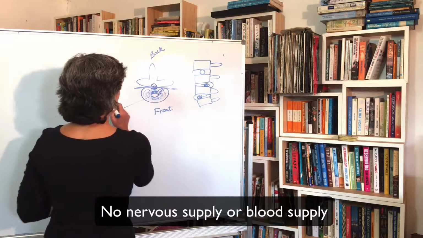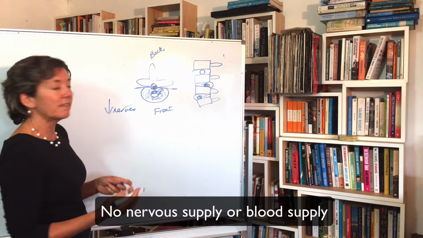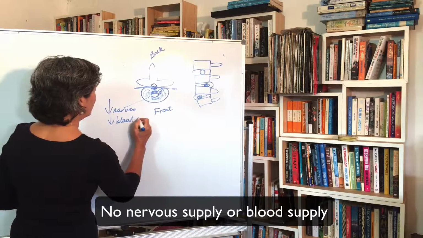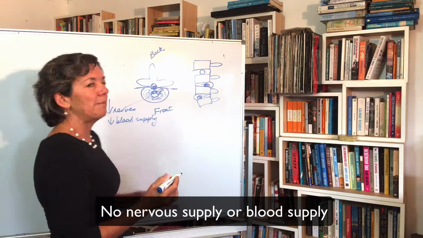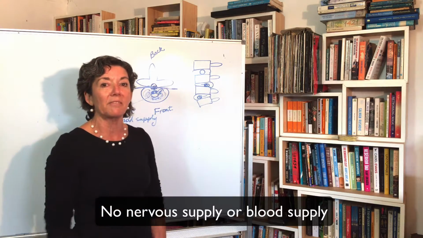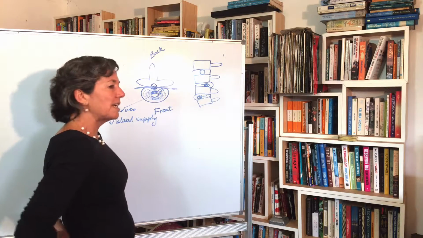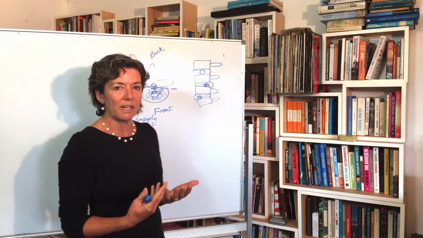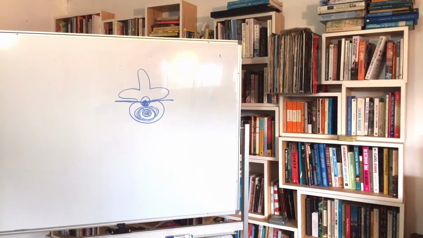This here has no nervous supply in the disc, and no blood supply. So you can sort of damage your disc as much as you like, and until you get a bulge, you won't feel anything. But one day when you do get a bulge, then you start to get a bit of back pain. And often what will happen is when you sit down and you get up, you feel a bit stiff and gluey when you get up.